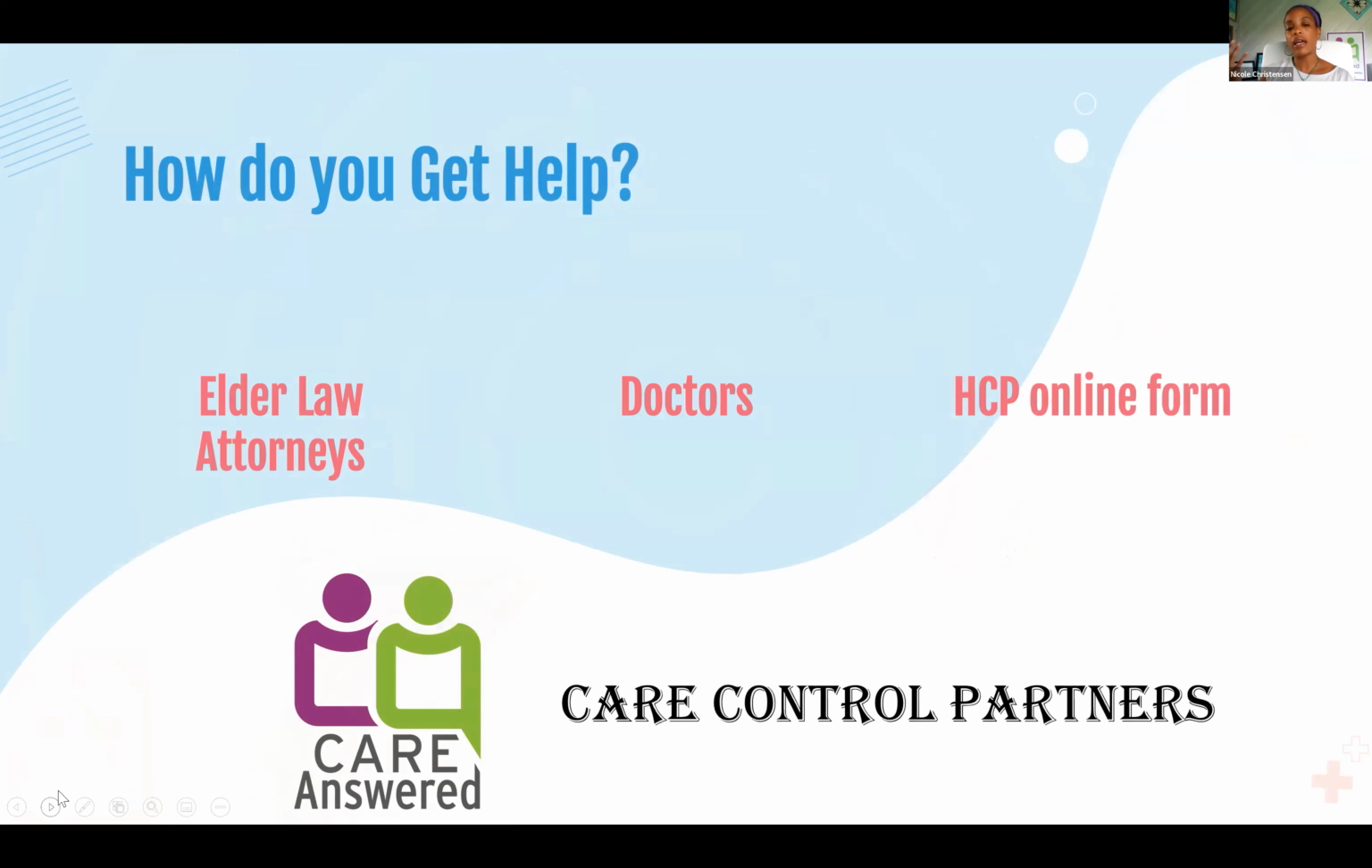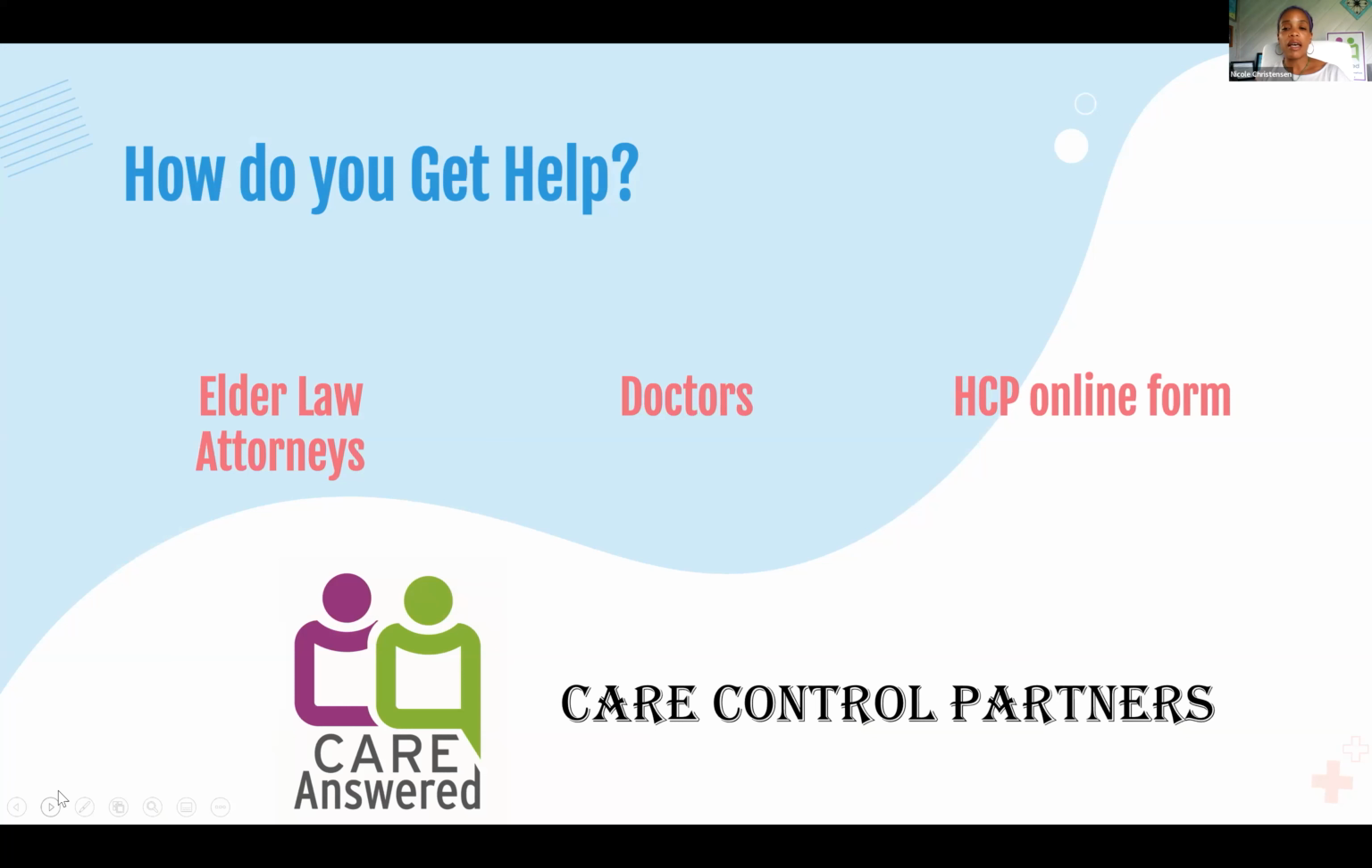How do you get help to do this? So elder law attorneys, as I mentioned before, work with living wills. Doctors: you can go to your doctor if you have Medicare and many other insurances, but Medicare in particular, if you're over 65, they get paid. They can code it, and we can help them to code it, so that they are actually being paid for these conversations about advanced care planning.